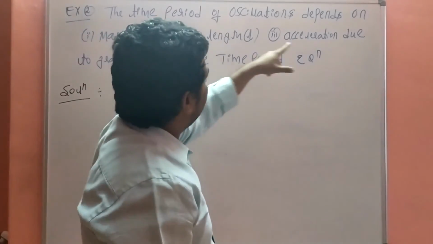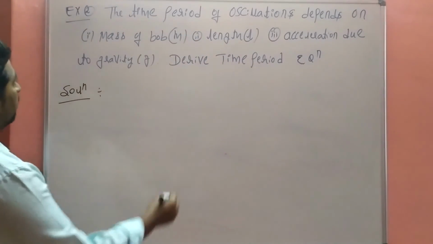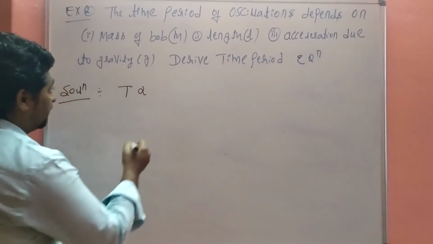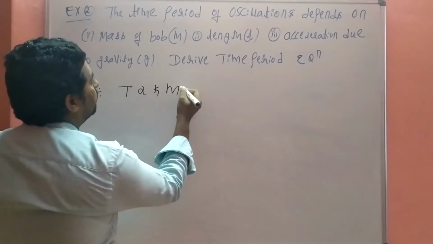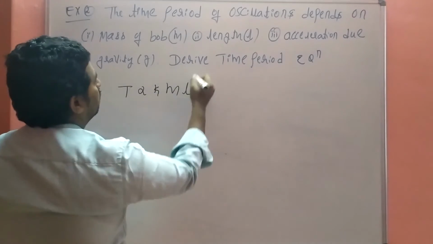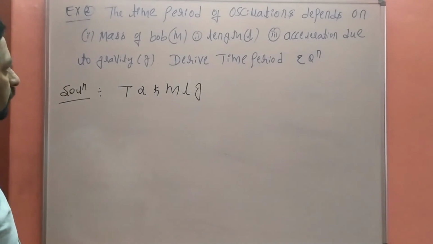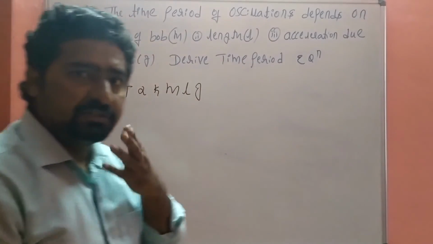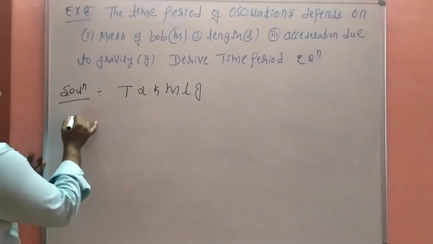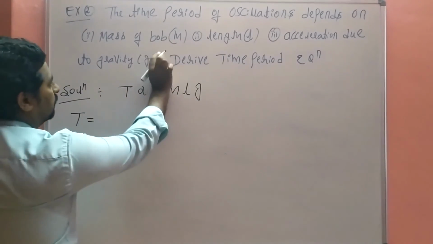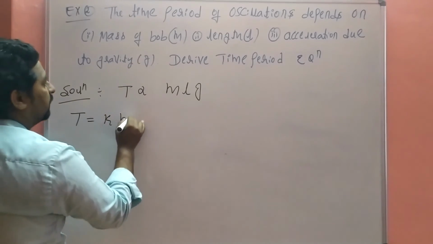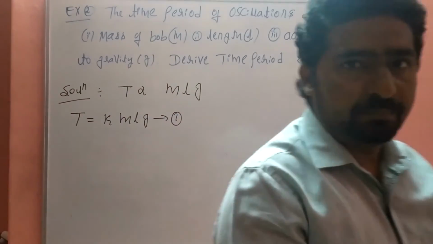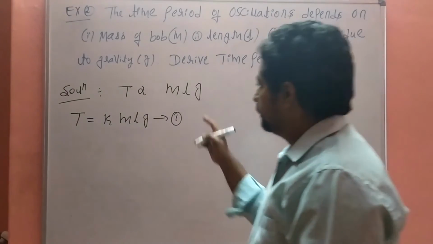Mass M, length L, acceleration due to gravity G. Time period T is proportional to, simple step, K is constant, M, L, G. So remove the proportionality: T equals K M L G. This is called equation number 1. Step 1 complete. Time period is proportional to M, L, G.